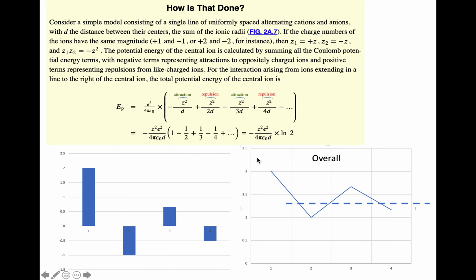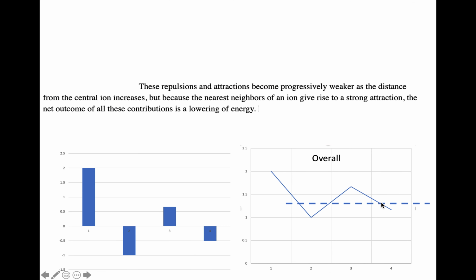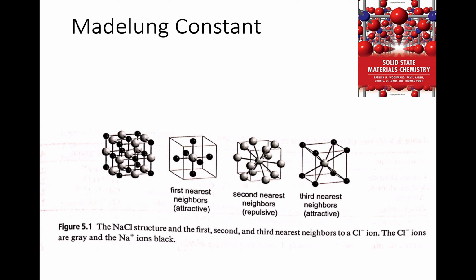And sure enough, if you look at those and say, let's combine the first, and then the first and the second, and then the first, second, and third, what you find is that it's converging right along this value that he described. Now, that's why he's saying that these repulsions and attractions become progressively weaker. Much of the story was right at the start, and then it becomes less and less, diminishing returns as you move on.